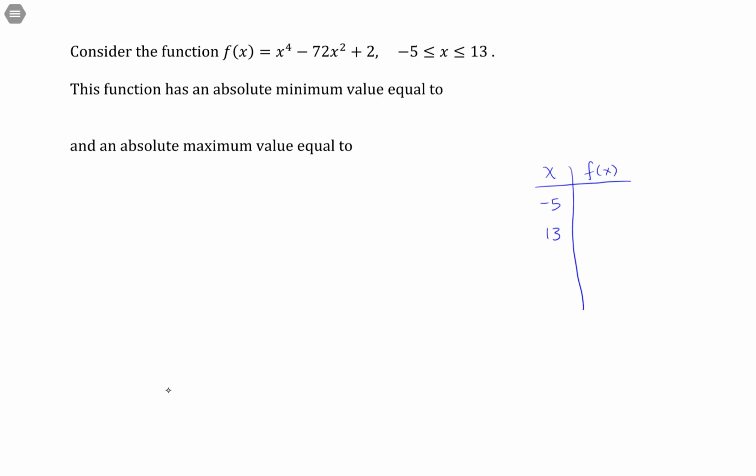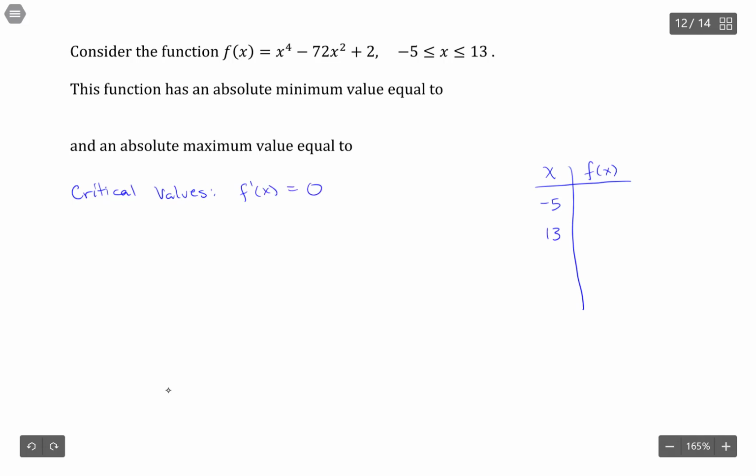So next we want to find critical values. So the critical values here, these can occur whenever the first derivative is 0 or undefined. We don't have to worry about the case of the first derivative being undefined because this is a polynomial function. Polynomial functions are continuous everywhere, very well behaved. So we'll find the first derivative, which in this case is 4x cubed minus 144x.